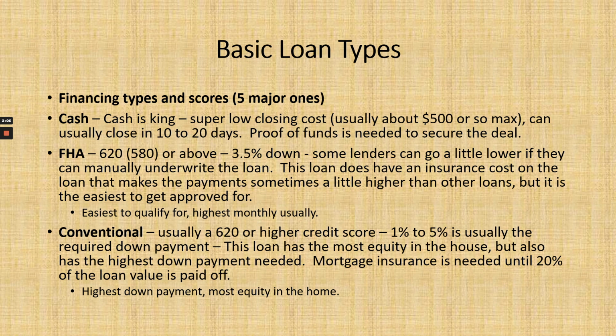So some lenders, they can go a little lower if they manually underwrite the loan. That means they write the loan in-house and they can reduce some of the fees and such. That loan does have a mortgage insurance on it, and that makes the payments a little bit higher. But this is the loan that is pretty much the easiest to get approved for. So it's the easiest to qualify for, but it has a higher monthly payment. So you have to kind of balance this.